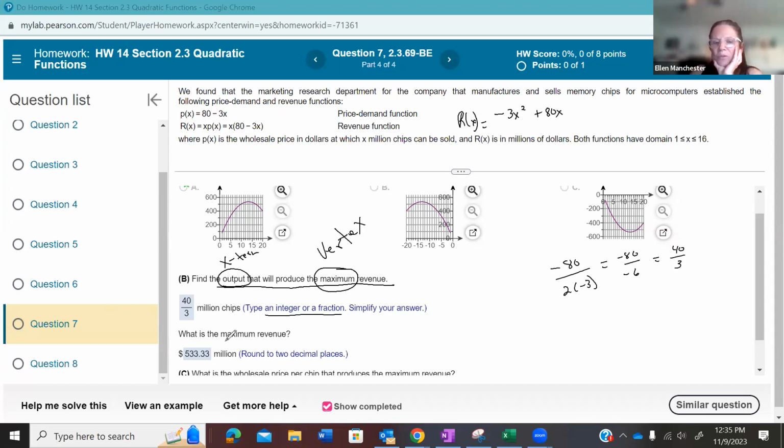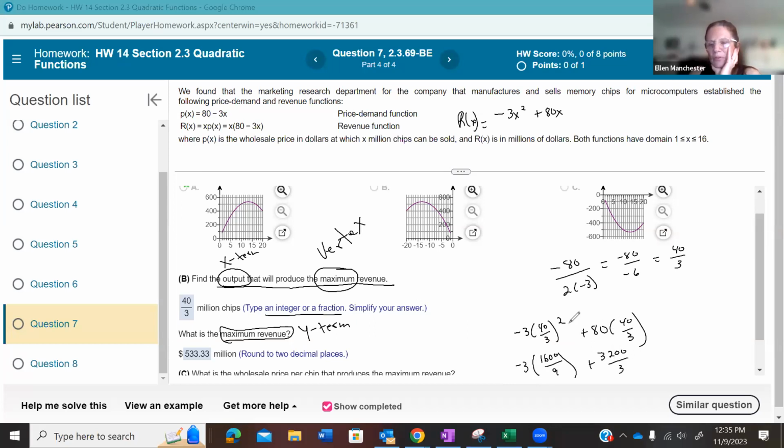Okay. Then when it says what is the maximum value, this is the y term of the vertex. So you're going to take that 40 over 3 and plug that back into your original equation and calculate. So we have negative 3 times 1600 over 9 plus 3200 over 3. All I'm doing is just multiplying. 40 times 40 is 1600. 3 times 3 is 9. So now I can just calculate.